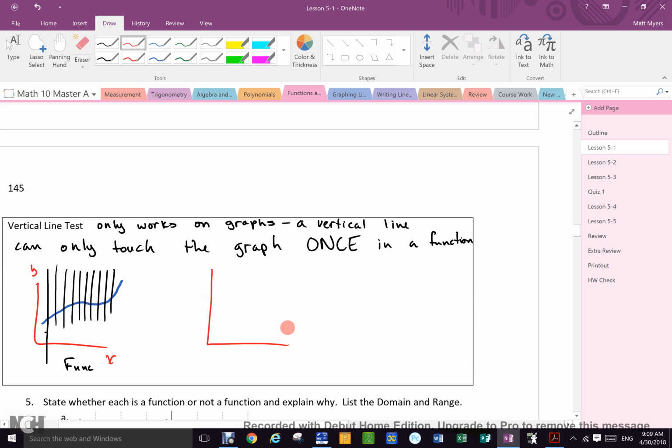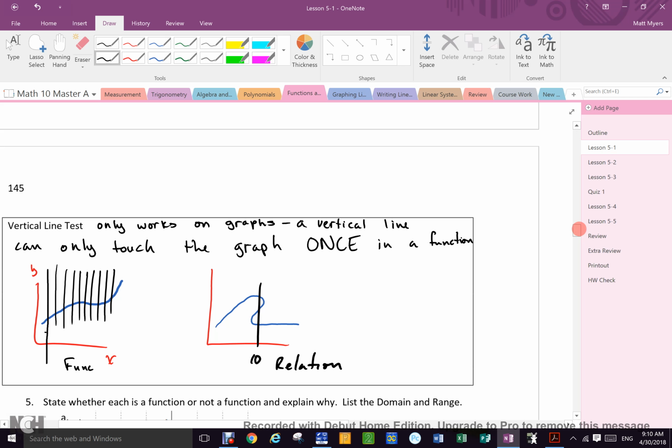Now, if I change it slightly to this, what happens as I take that vertical line and I move it along? Am I okay? Function, function, function, function, function. What happens right there? At that x value of 10, I have 1, 2, 3 y values, which makes this a relation. Does everybody understand? It only works on graphs. Cool?